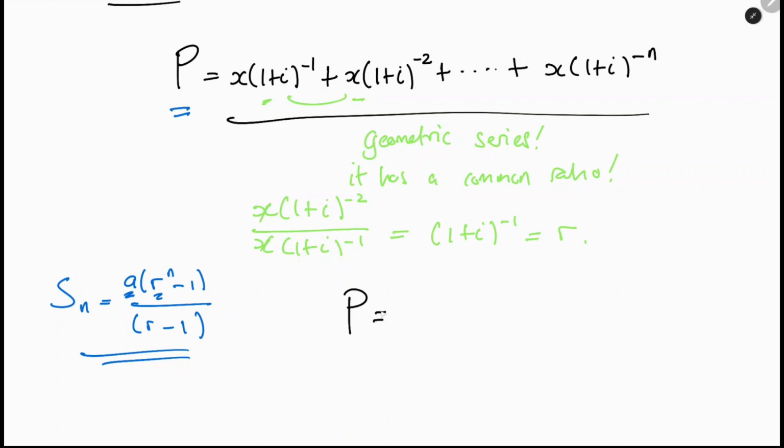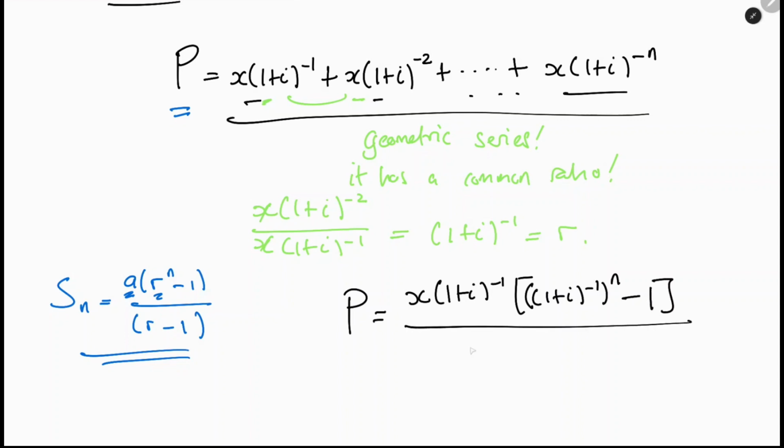We get P is equal to, well, the first term x (1 + i)^(-1), open bracket, R, which is (1 + i)^(-1), to the power of n. So it's this whole thing to the power of n, which is the number of terms. If you count the number of terms in this whole thing, you get n. And then minus 1, close bracket. Now R minus 1, so it's R, which is (1 + i)^(-1), minus 1. Okay, so we've substituted these values from here.